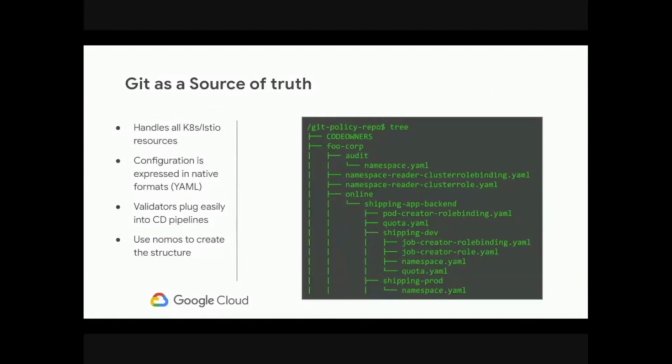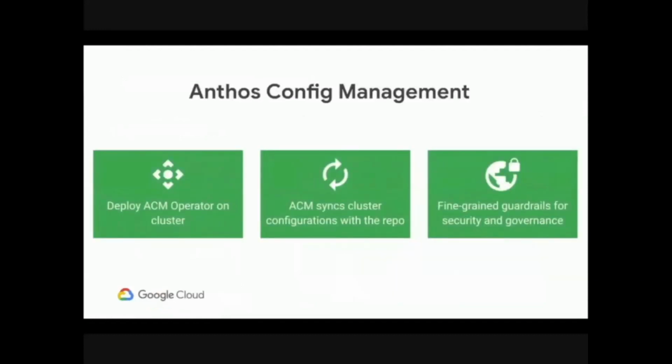And you can even use Nomos for other things like checking for syntax errors using client-side or server-side hooks, which we'll look into a little bit later. Once your cluster configuration repository is set up and secured, and you want to apply it to your clusters, you deploy the ACM operator on your cluster, and then ACM syncs the cluster configurations with the repo.